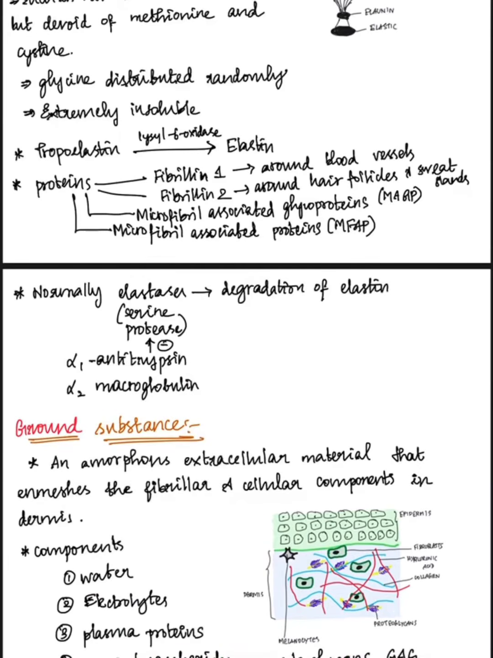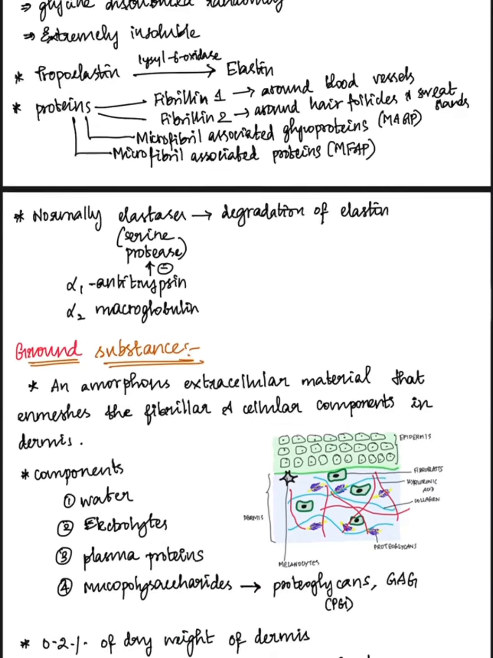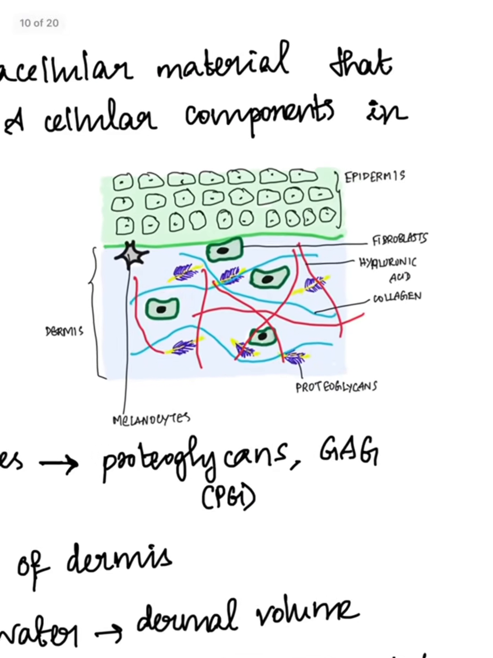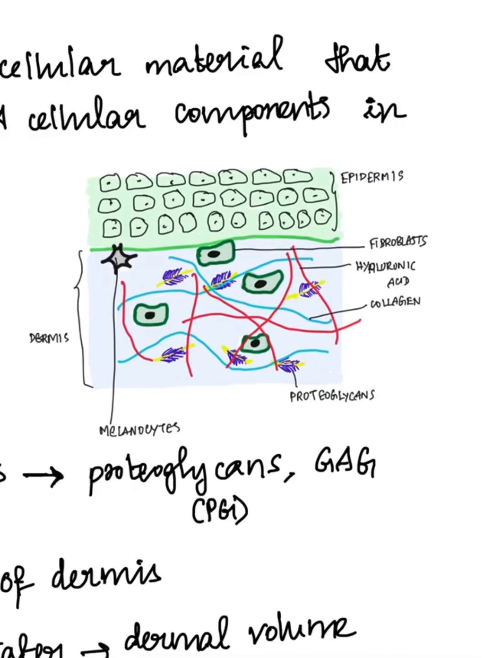As in the case of collagenases, alpha-1 antitrypsin and alpha-2 macroglobulin are also physiological inhibitors of elastases. So next is the ground substance. The ground substance is nothing but an amorphous extracellular material which enmeshes the fibrillar and cellular components in the dermis. So this is the ground substance.